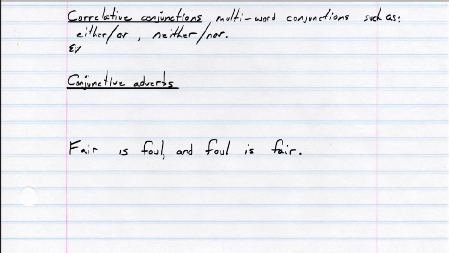Let me give an example here to show you how this works. Either Tom or Jerry will win. Either Tom or Jerry will win. Our correlative conjunctions here are either and or. Either and or. Either Tom or Jerry will win. If we wanted to use the negative here, we would say neither Tom nor Jerry will win.